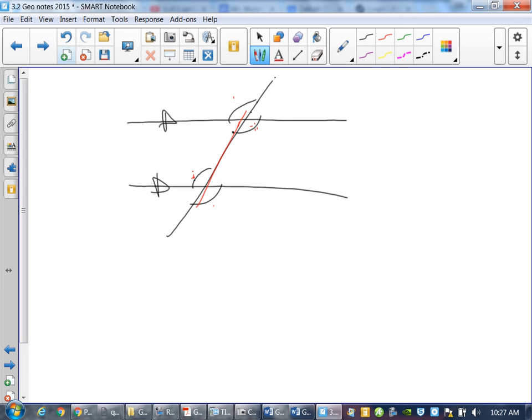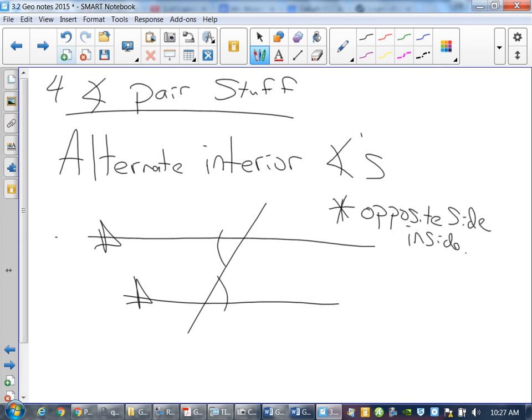So you get your alternate interior angles. When you have two parallel lines cut by a transversal, those will always be congruent. There's two sets. There's this set, and then there's obviously the other set.